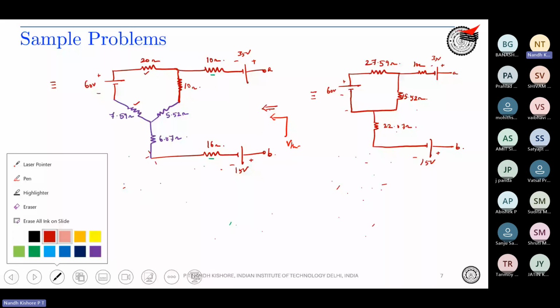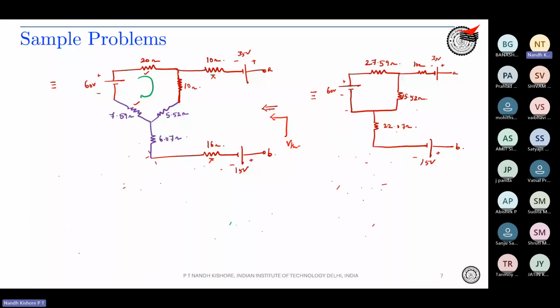Okay. However, you see that there is a closed circuit over here, right? So there will be a current I. Okay. So what will be the current I? Current I will be directly 60 divided by 20 plus 7.59 plus what? Plus 10 plus 5.52. All right.